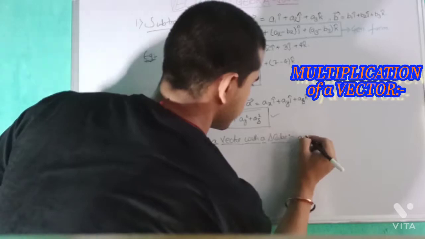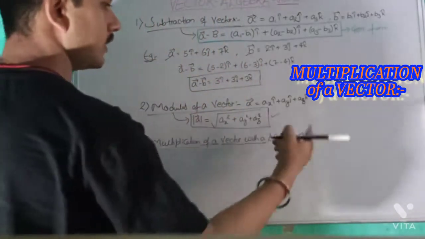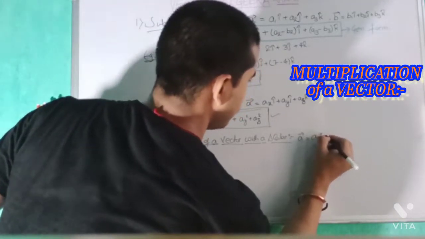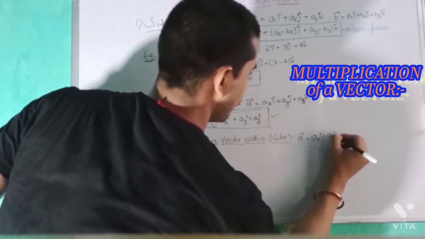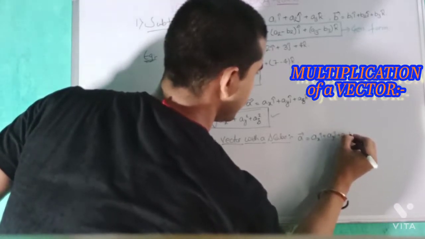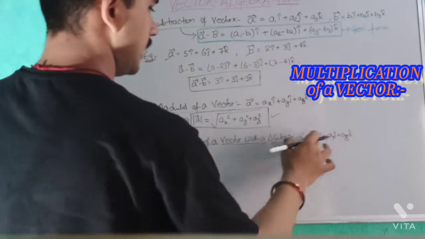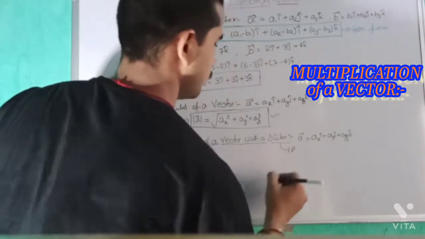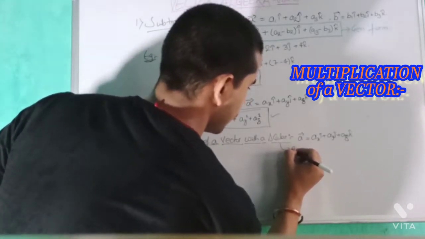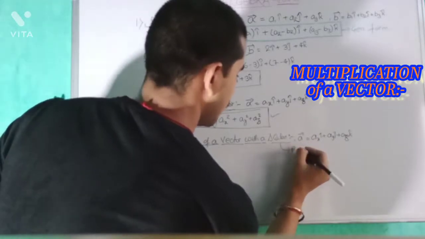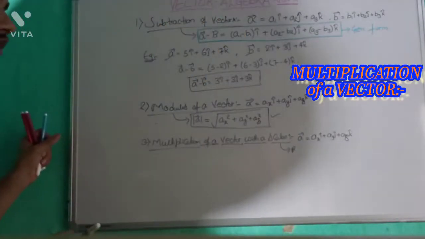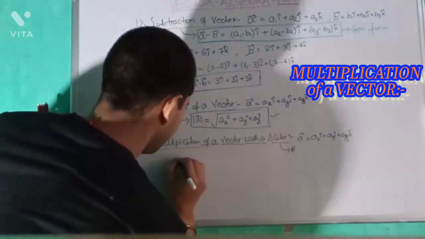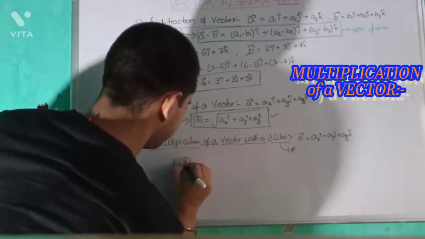Like suppose if we have a vector, we can take this as ax I cap plus ay j cap plus az k cap. This is the vector, and a scalar is a constant quantity, so let's take it as beta. If this is beta and scalar is a constant quantity, then how will we find out the product of it? The product will be beta multiplied to vector a.